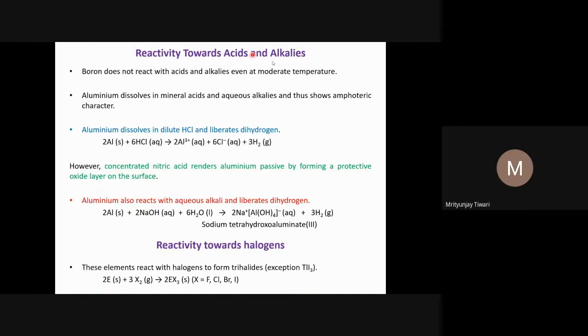So reactivity towards acids and alkalis. Boron doesn't react with acids and alkalis even at moderate temperature. This is what we see. Boron in the elemental form doesn't react with acid and alkalis. Aluminium dissolves in mineral acids and aqueous alkalis and thus shows amphoteric character. And amphoteric character, which we have just seen, means it dissolves in both mineral acid as well as alkali. So aluminium, when it dissolves in dilute HCl, liberates dihydrogen. This is a reaction we know. So aluminium is an electropositive metal.